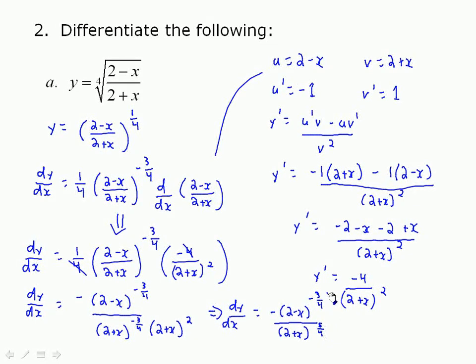Now, this can be written with the negative exponent taken to the bottom, that 2 minus x. I'm going to keep it in this form simply because I don't have enough space. So you could have also written it as negative 1 over 2 minus x to the 3/4 times 2 plus x to the 5 over 4. It's a little messier because of the fractional exponents, but the method is the same. And had you done it a different method, you should end up in this case with the same answer.